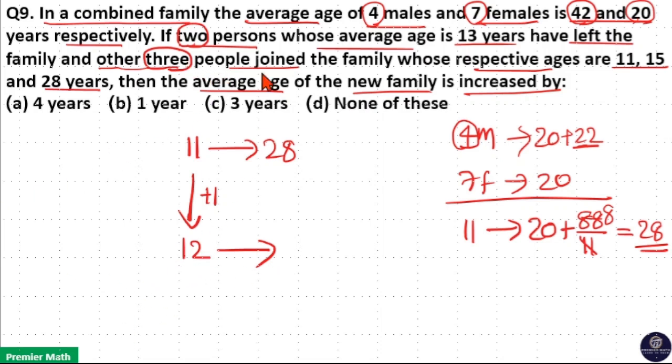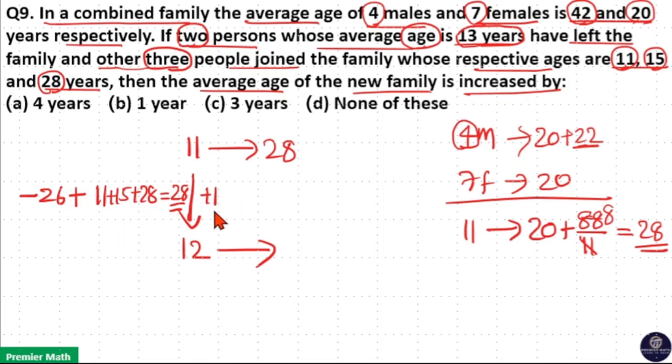Here, to find this, we have to find the overall increment in the ages of the family. When 2 persons left the family, that means 13 into 2, 26 years should reduce from the total age. So, minus 26 plus 3 people join the family. That is 11 plus 15 plus 28 years join the family. So overall increment becomes minus 26 plus 11 plus 15 plus 28, which is equal to 28 itself. That is, overall increment in the ages of the family is 28.